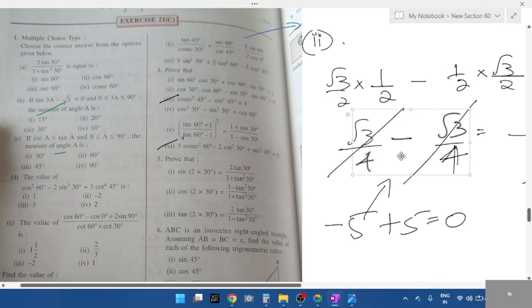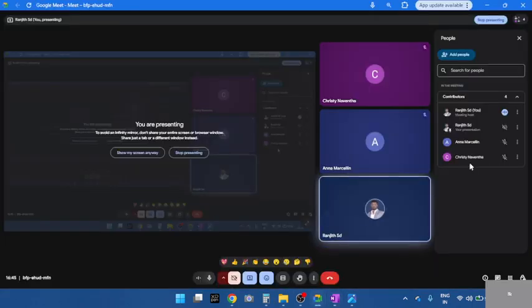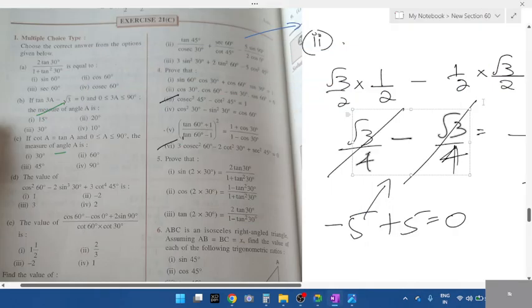Can you all see the screen, both of you? The students, can you all see the screen, Anna and Andrea? Okay.